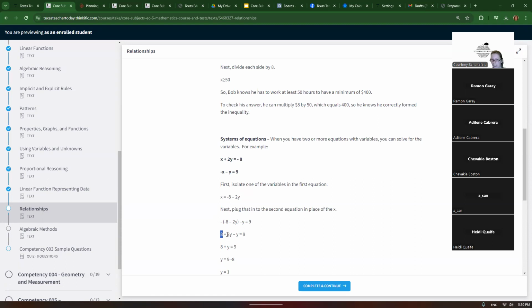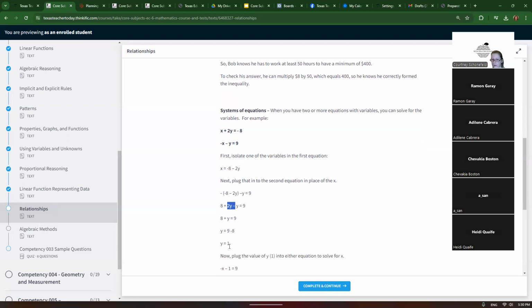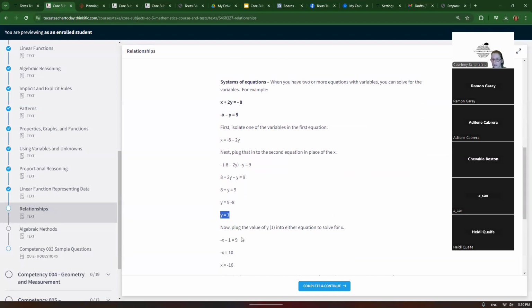So then we combine like terms. 8 plus 2y minus y is 8 plus y equals 9. Y equals 9 minus 8. Subtract 8 on each side. Y equals 1, right? So we know y equals 1. Now all we have to do is figure out what x is. So now we're going to plug 1 into one of these equations. We can do either one. Next, plug the value of y into either equation.